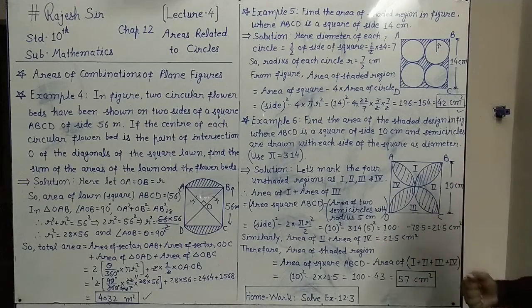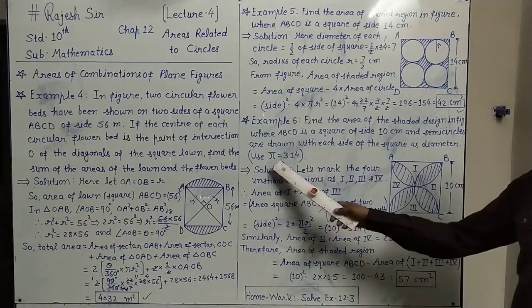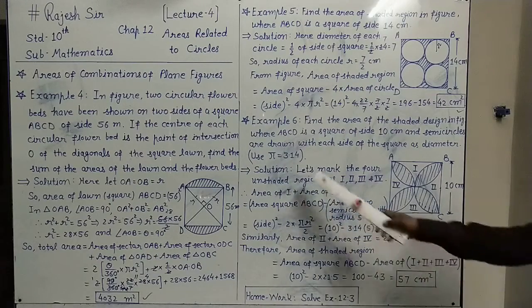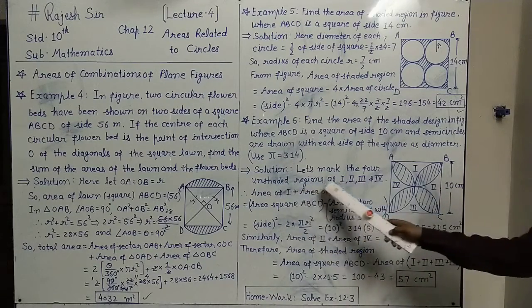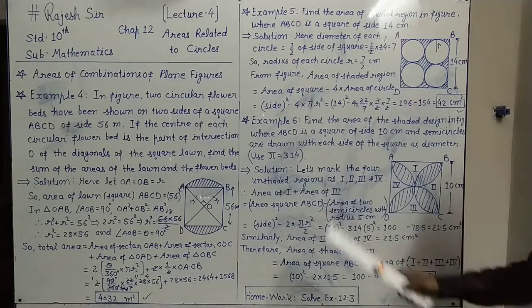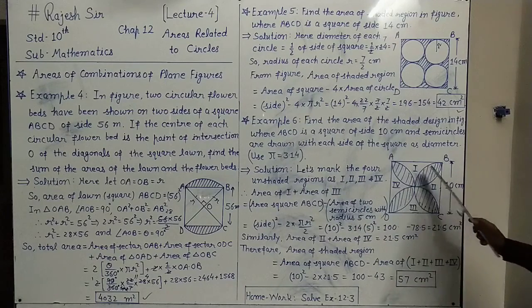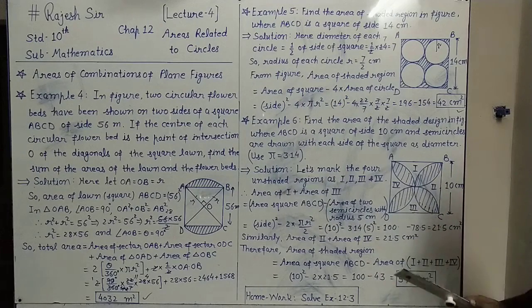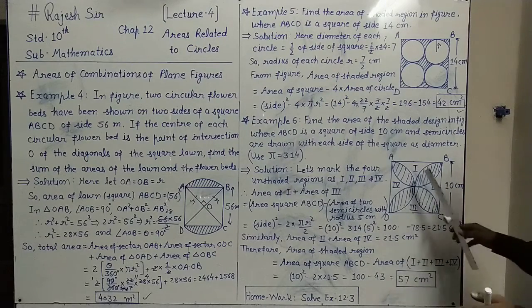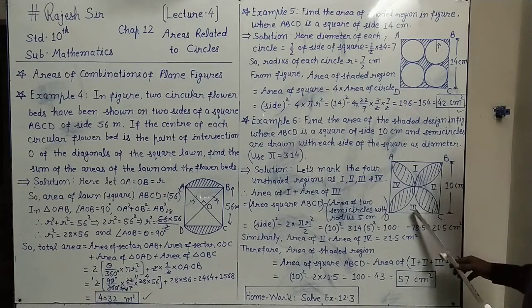How to get this? Let's see. And we have to use pi equal to 3.14 also. Solution is, let's mark the 4 unshaded regions as 1, 2, 3, 4. First of all, the shaded region we want to find out, and the unshaded regions are this and this and this. 4 unshaded regions are there. We will mark them as 1, 2, 3, 4.